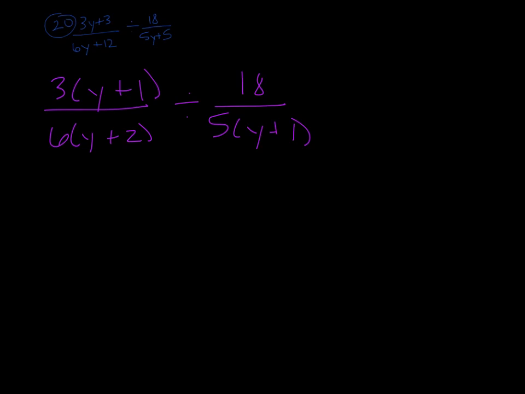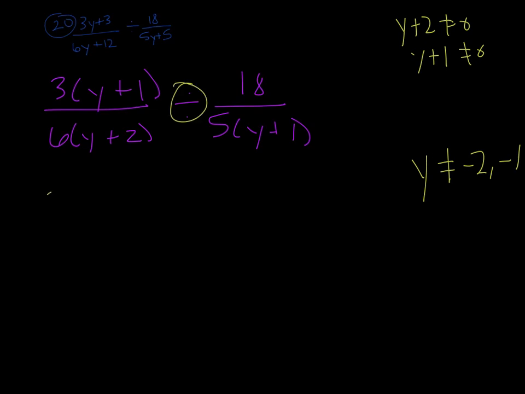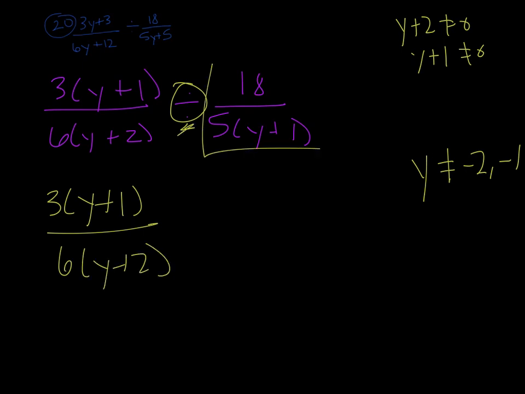Don't cancel. So I have two domain restrictions. y plus 2 can't equal 0, and y plus 1 cannot equal 0. So far, y cannot equal negative 2 and negative 1. Since it's division, you cannot cancel. So this first fraction stays exactly how it is. Dividing by this fraction is multiplying by its reciprocal.